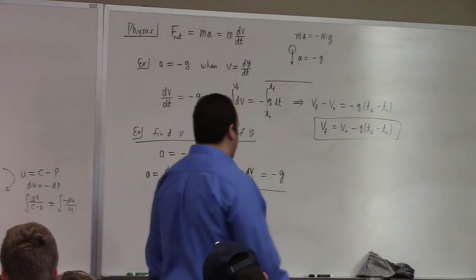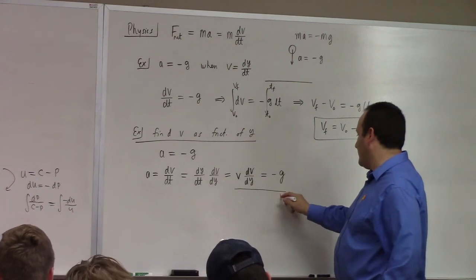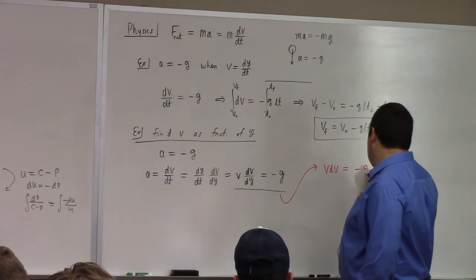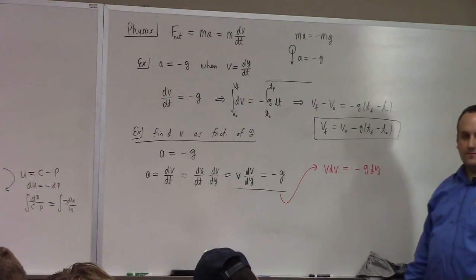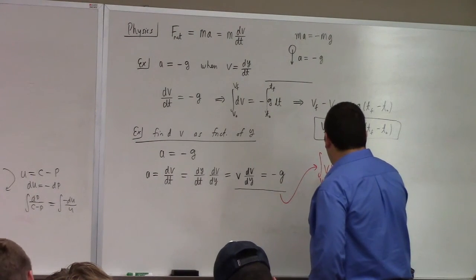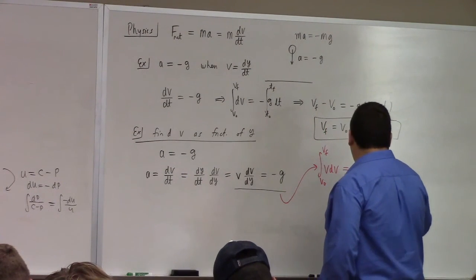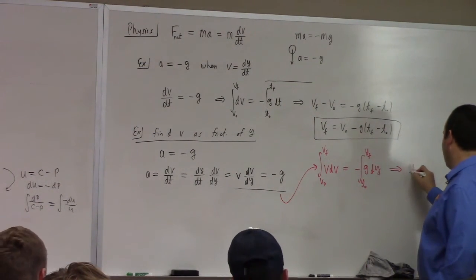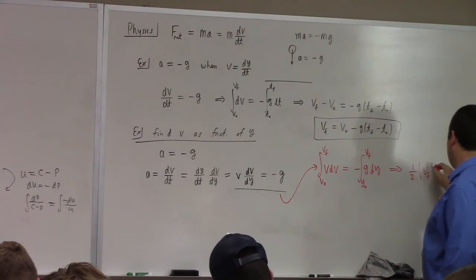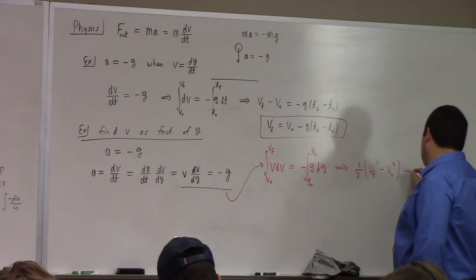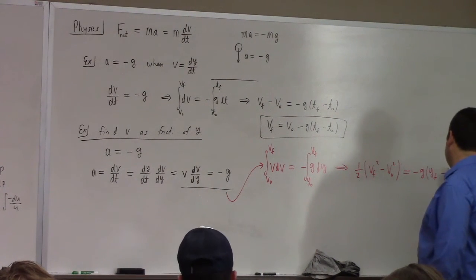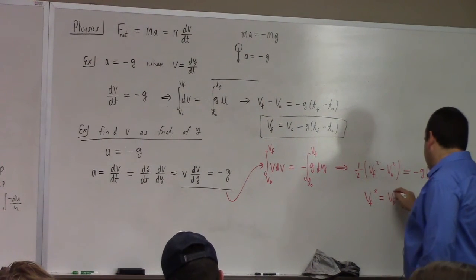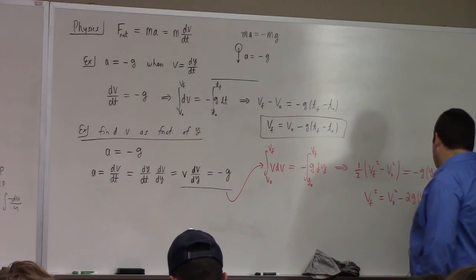Nah, you're thinking too hard. First thing we try is separation of variables. Can we separate variables here? We got v dv equals minus g dy. And then integrate from v naught to vf. And on the other side, I integrate from y naught to yf. I mean, why not, right? So one half vf squared minus v naught squared is equal to minus g times yf minus y naught. Or if you like, vf squared equals v naught squared minus 2g times yf minus y naught.